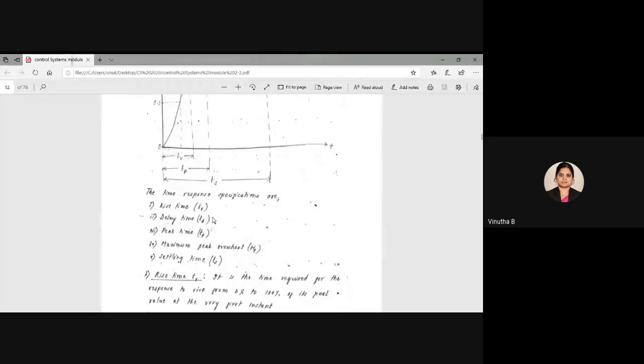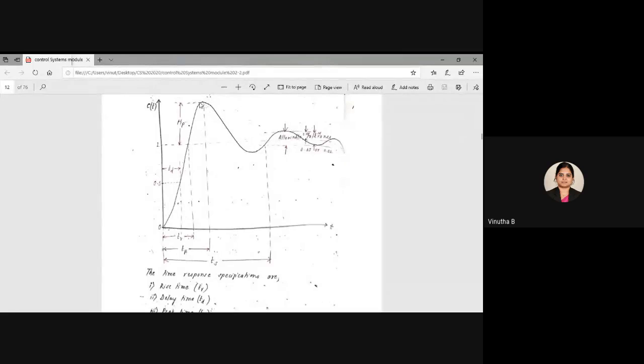Okay, then we have the peak time. What is peak time? It is the time required for the response to reach the first peak of the overshoot. So here, this is the first peak of the overshoot. So this will indicate the peak time from 0 to this peak value of the first overshoot. This is the first overshoot. This is the second overshoot. This part is the second overshoot. And this is the first overshoot. So the first overshoot, you can see from here to here indicates the peak time.